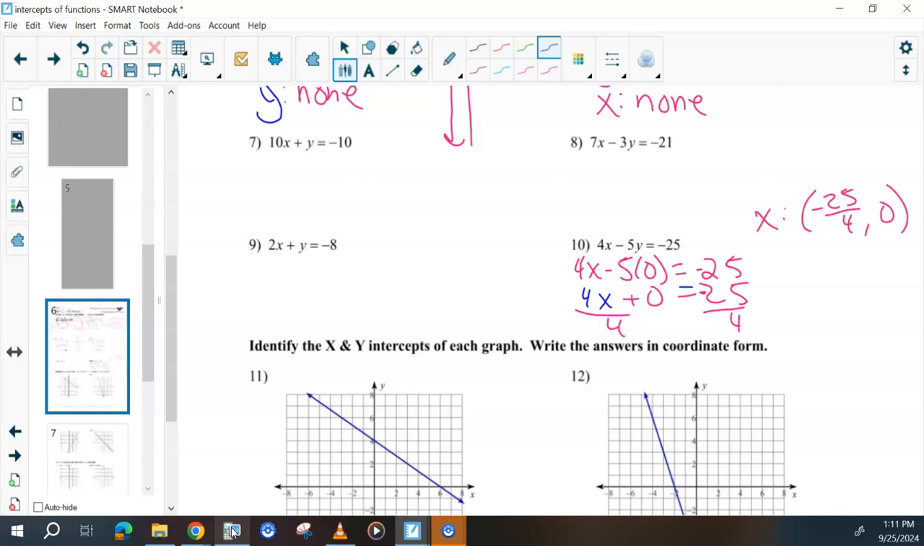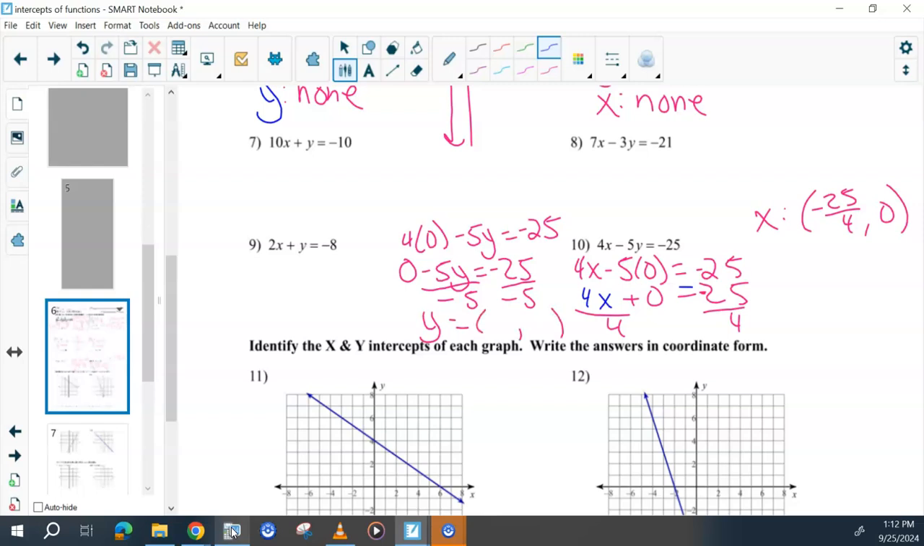If we went back and solved for y now, but put 0 in for x, and we divided both sides by negative 5, what would y be? That would be 5. So we would write it as 0, 5.